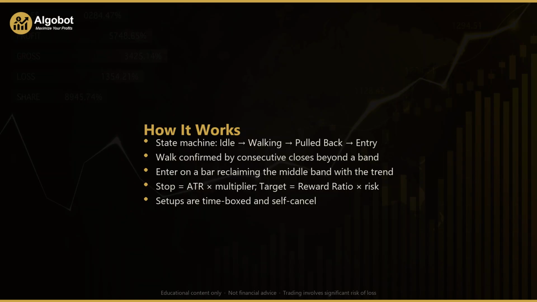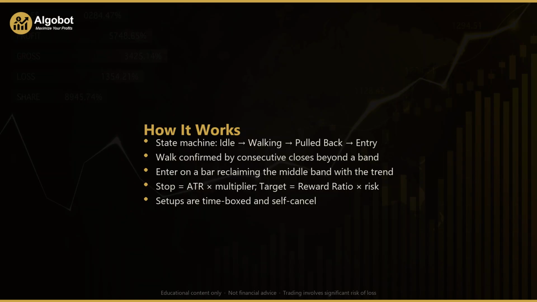Next, the strategy waits for a pullback. When price closes back below the middle band while the walk is still valid, the state advances to pulled back. This is the shallow, healthy dip toward the mean that the concept is built around. Crucially, the setup is time-boxed. The max setup age parameter, which defaults to 8 bars, gives each setup a limited lifespan. If the pullback takes too long, or price breaks the opposite rail, the setup cancels itself and returns to idle, so stale ideas never trade.